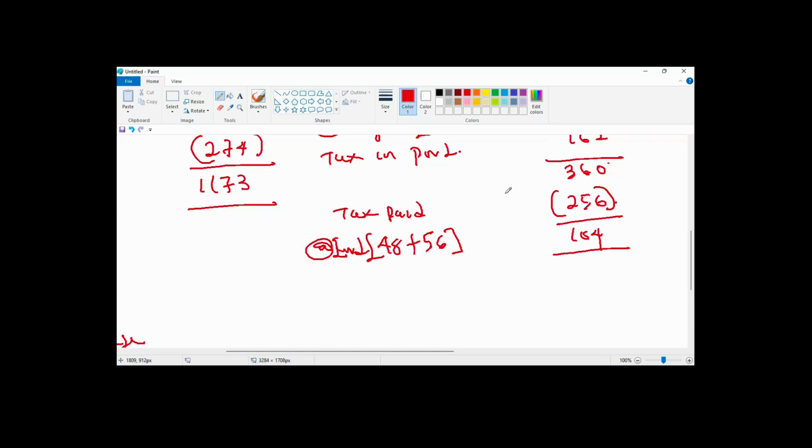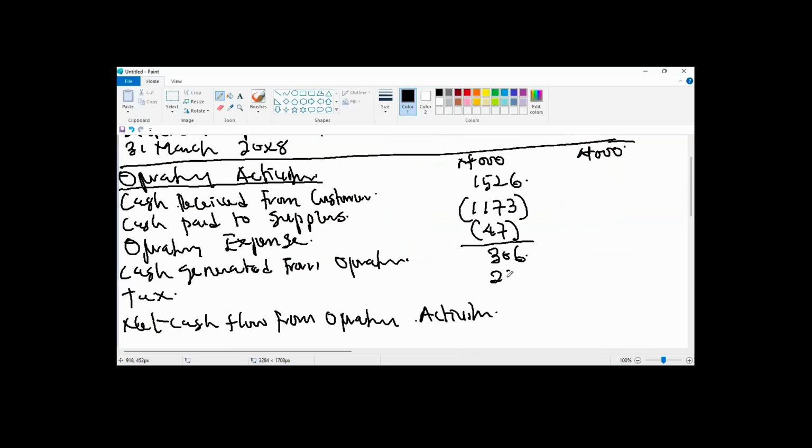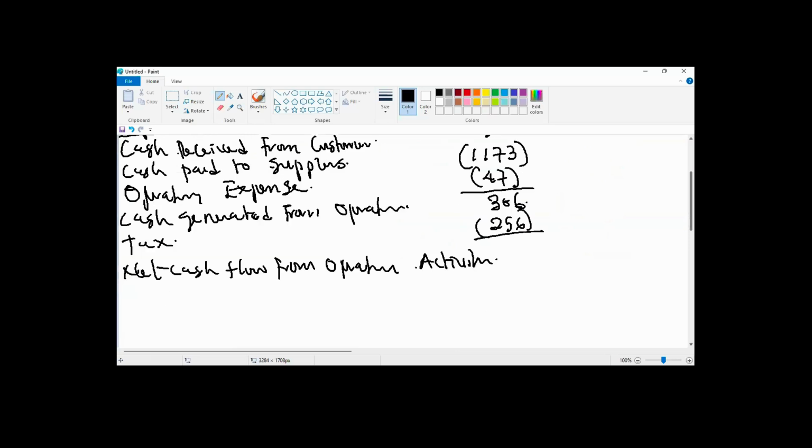We'll go to the question. 256, jacket. 307 minus 256 is 50. 50 will now be net cash flow from operating activities. Then I will now go to investing activities.